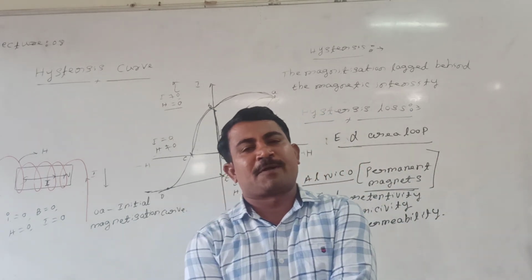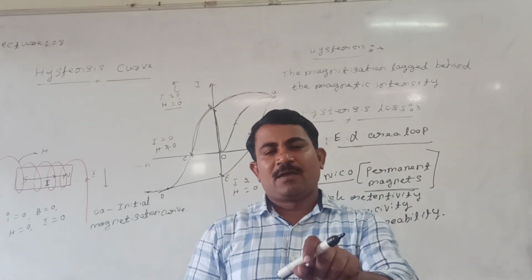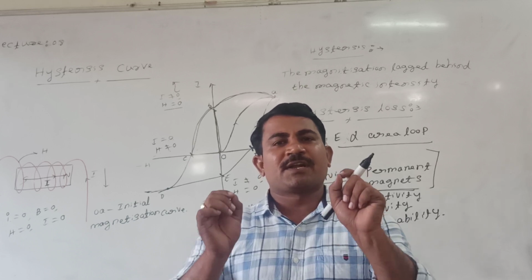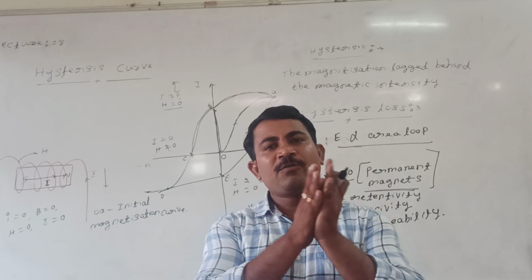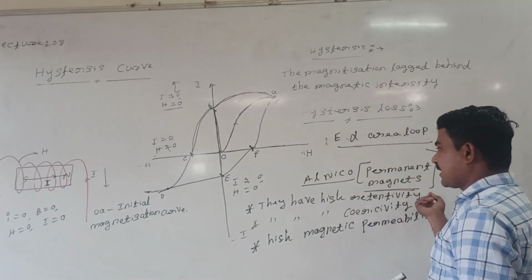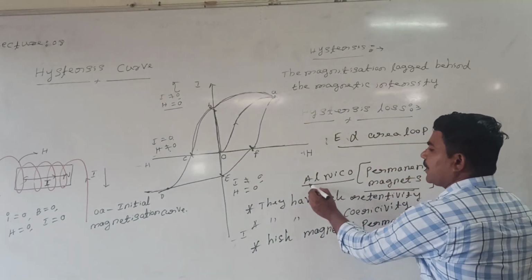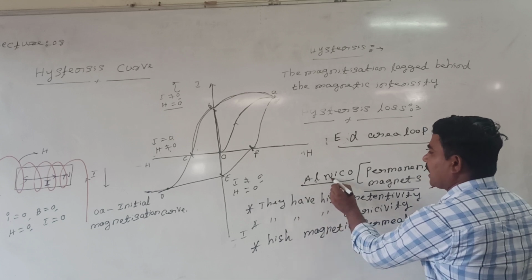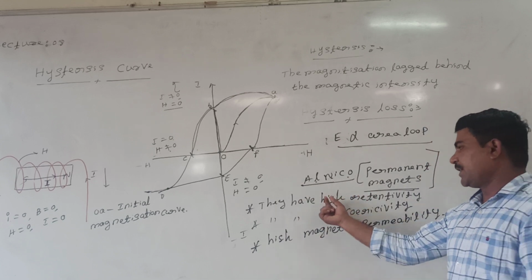What are the conditions for a permanent magnet? Permanent magnets are the materials which retain the ferromagnetic property for a long time at room temperature, and we are calling them permanent magnets. An example of a permanent magnet is alnico. Alnico means a combination of aluminum, nickel and cobalt. So these are the conditions.